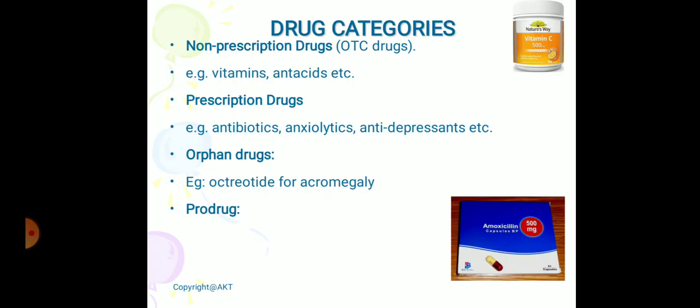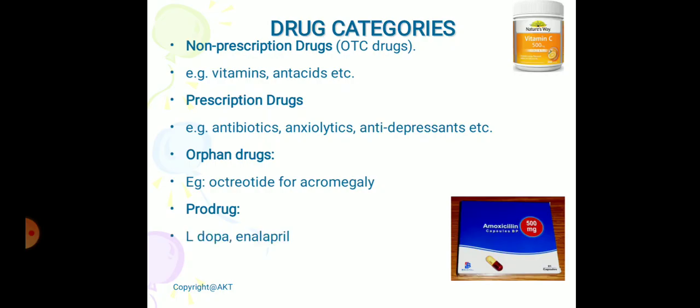So prodrug can be defined as the inactive form of the active drug. Kindly note down, prodrug is defined as inactive form of an active drug which is activated within the body either enzymatically or chemically. I repeat, the prodrugs are those drugs which are inactive form of the active drug, which are activated within the body either enzymatically or chemically into the active form.